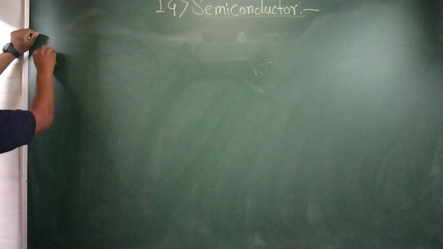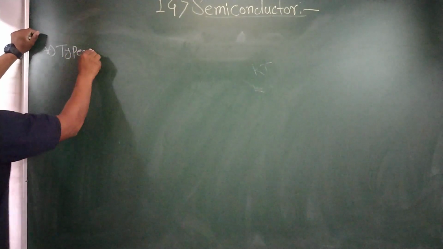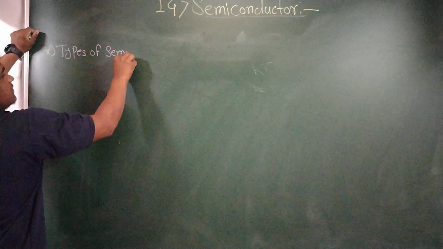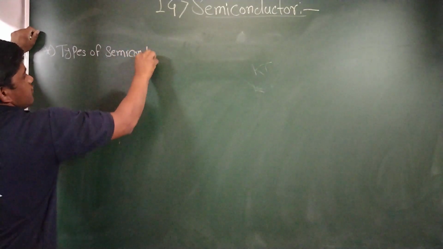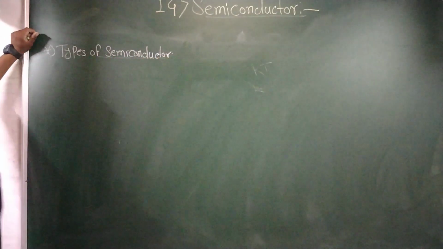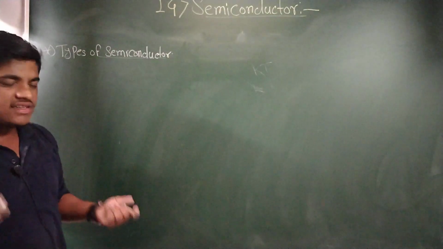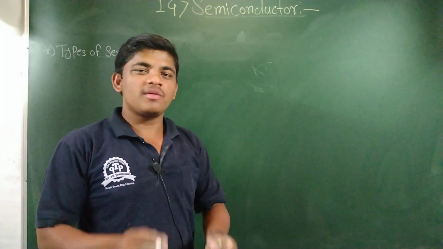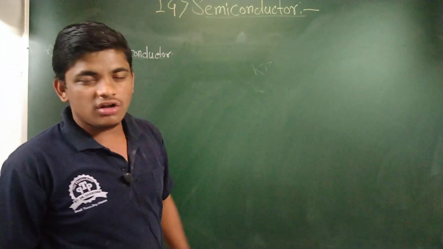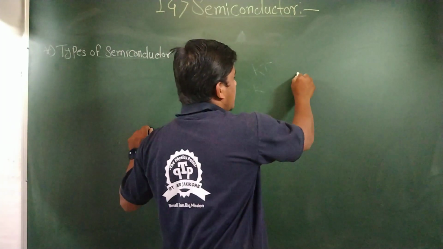Take the heading: types of semiconductor. Someone will say p type semiconductor, n type semiconductor, intrinsic semiconductor, extrinsic semiconductor. These are all types of semiconductor. I know that, but sometimes students get confused about what exactly they are and how the types of semiconductor are classified.